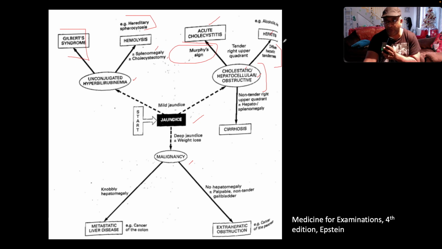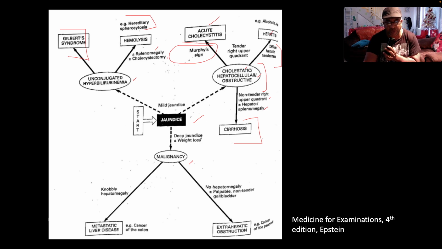Hepatitis A, B, C, and also D and E, and also think about other viruses like Epstein-Barr and cytomegalovirus. Is it autoimmune hepatitis? Is it drug-induced hepatitis? Is it fatty liver disease? If you've got a patient who has obvious cirrhosis, you may have a non-tender right upper quadrant with or without hepatosplenomegaly, but often cirrhosis gives you a small shrunken liver with stigmata of portal hypertension.